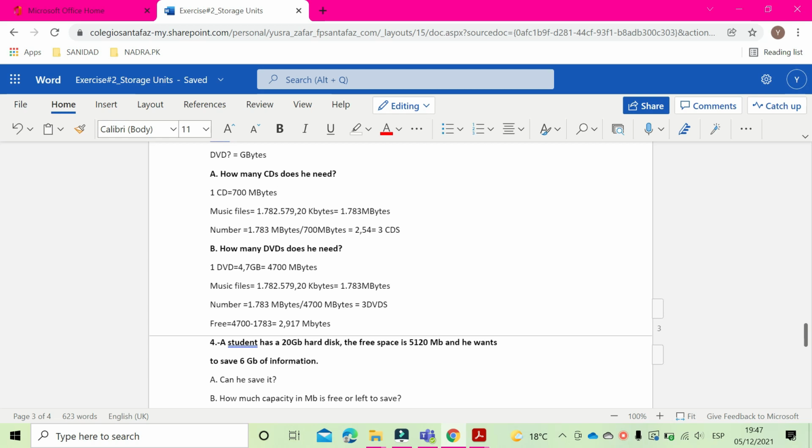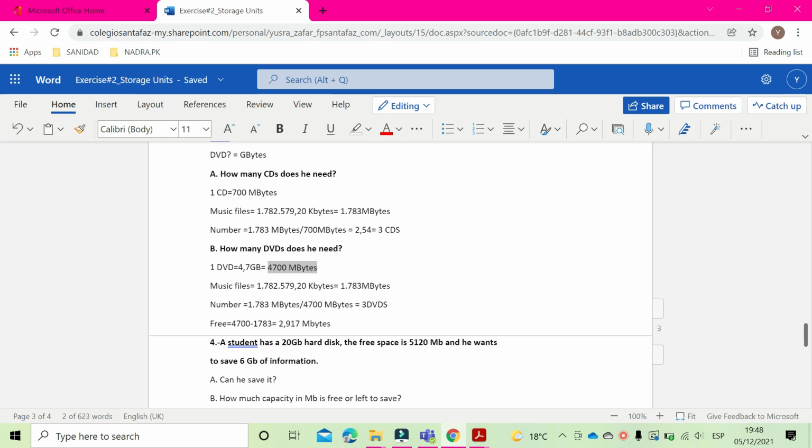The next is, how many DVDs does he need? One DVD is 4.7 gigabytes, equal to 4700 megabytes. We have converted the GB into megabytes, and in megabytes the music file is 1783, and here we have to know the number of DVDs. We are going to divide 1783 by 4700 megabytes, which is equal to 1 DVD.